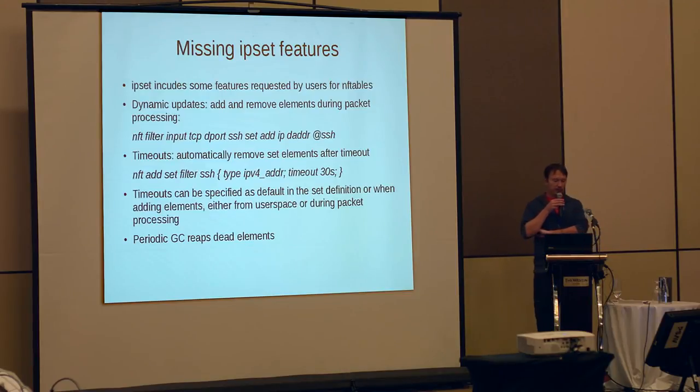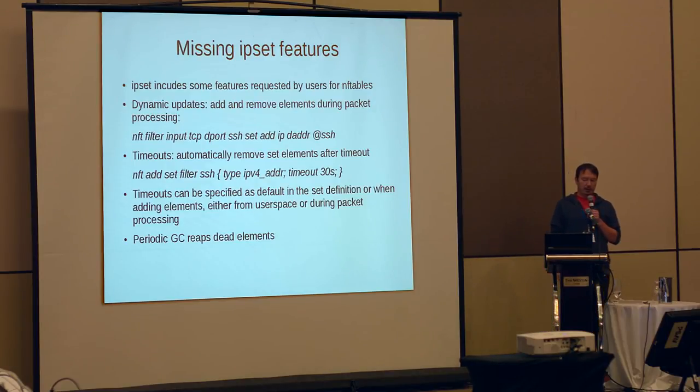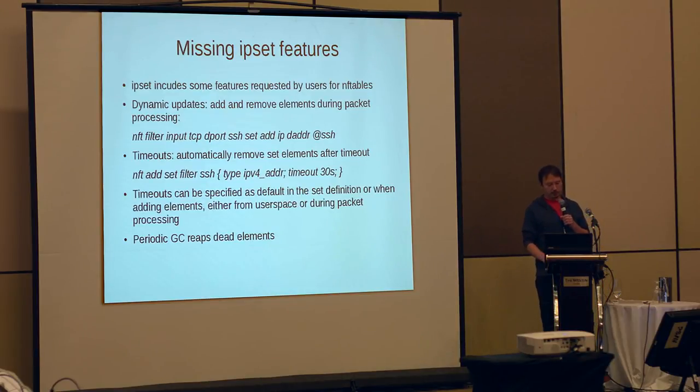It's currently only implemented for the hash table. We have a periodic garbage collection which removes dead elements. And basically, if they're still present but their timer has expired, they're treated as non-existent by the lookup code and by the user space dumping code, which simply pretends for them to not be there.